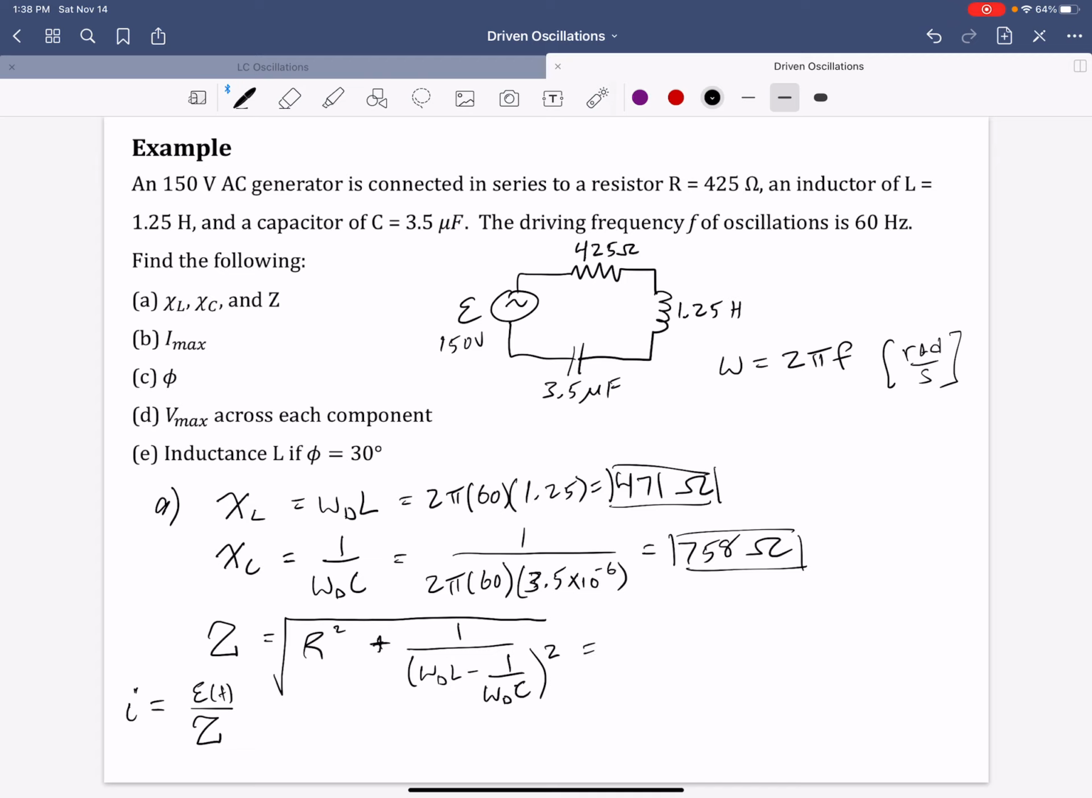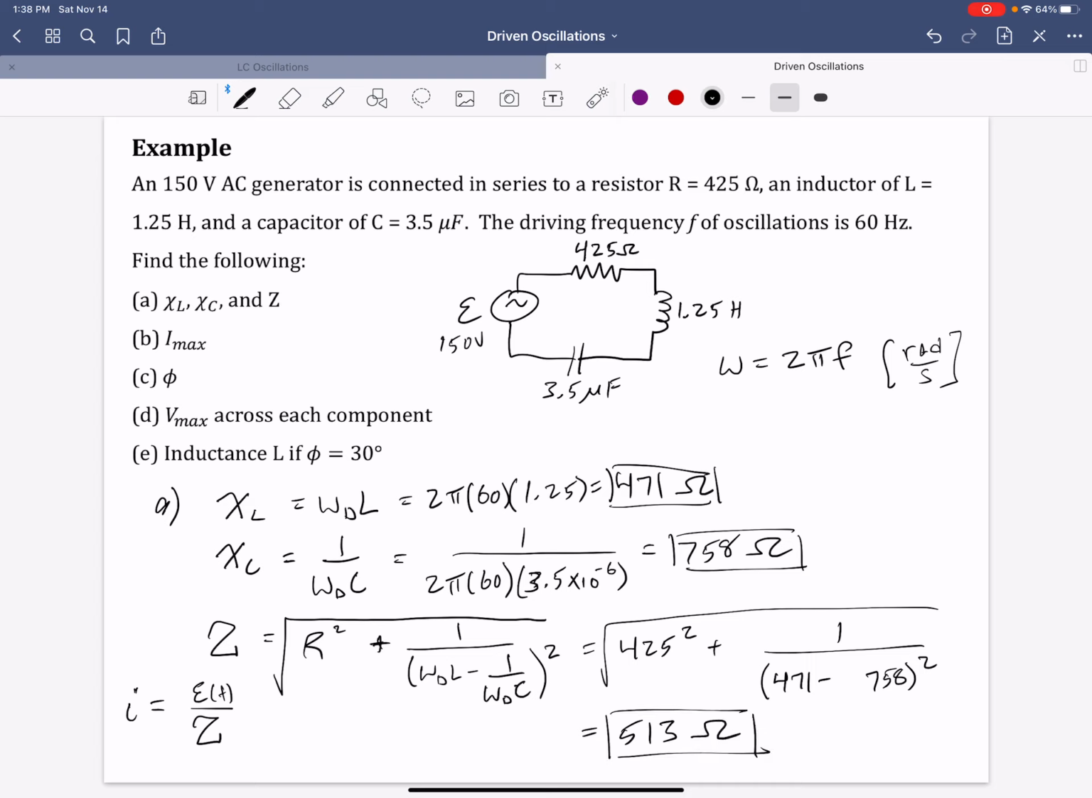So this gives us the resistance of 425 squared plus all those numbers. Well, we just found the various reactances. So 471 minus 758 quantity squared, square root. All that should give us a value for the total impedance of 513 ohms. Okay. Again, remember, total impedance includes everything in the square root as well as the square root itself.